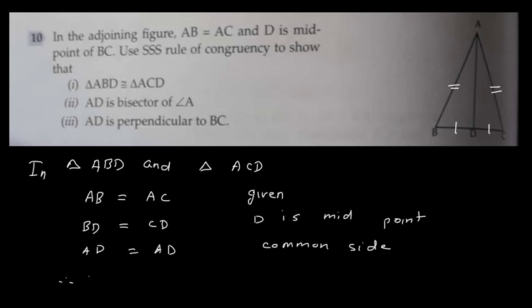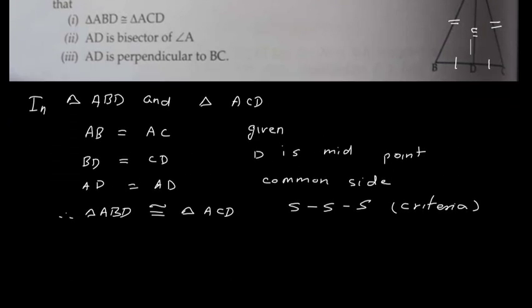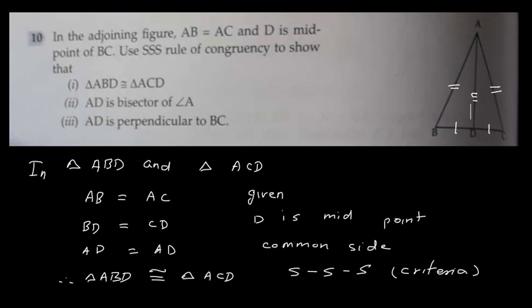So therefore, we have triangle ABD congruent to triangle ACD. The criteria is side, side, side. So by side, side, side criteria, these two triangles are congruent. Now as these two triangles are congruent, their corresponding parts are equal. So corresponding part means angle BAD.